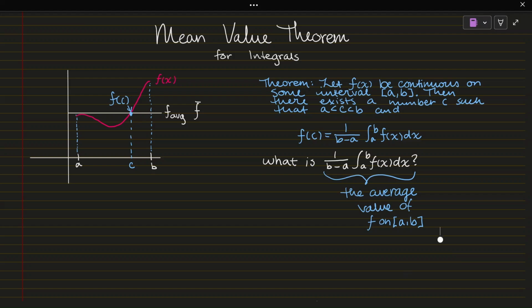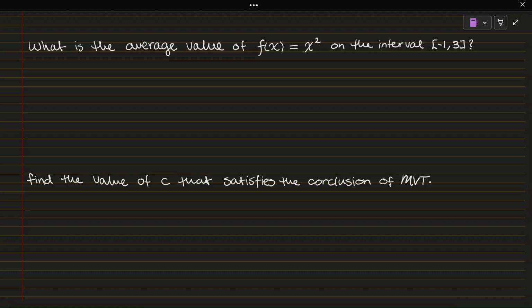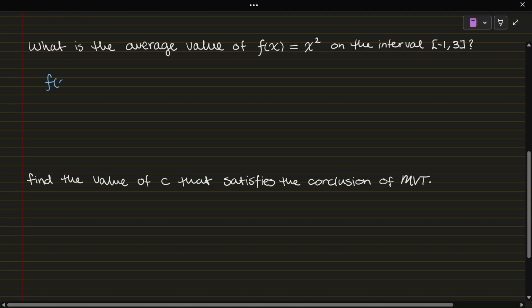Okay, so let's do some problem solving with this. Our first question is, what is the average value of f of x equals x squared on the interval from -1 to 3? Our theorem states that there is an f of c which is equal to f average, the average height of f of x, which is equal to 1 over b minus a times the integral from a to b of f of x dx. Remember, a and b come from our interval, from -1 to 3.